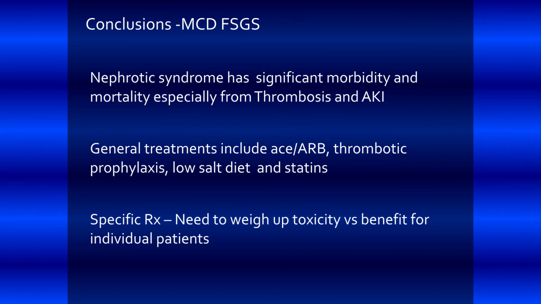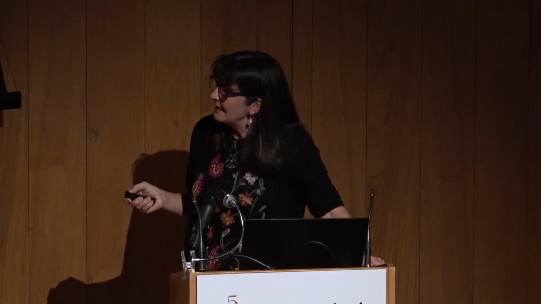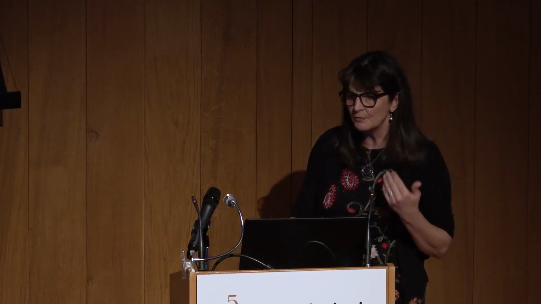So conclusions then. As we've discussed, nephrotic syndrome is not benign. It's a medical emergency. These patients need to be seen and assessed because there's significant mortality and morbidity, both from thrombosis and AKI. Generalized treatments: ACE inhibitors, angiotensin receptor blockers, thrombotic prophylaxis, low-salt diet, statins. And then the treatment, I really think we just need to start to be thinking about this a bit more carefully. We need to be tailoring our treatment to our individual patients to see what's best for them and weighing up the benefits of the treatment versus the side effects.